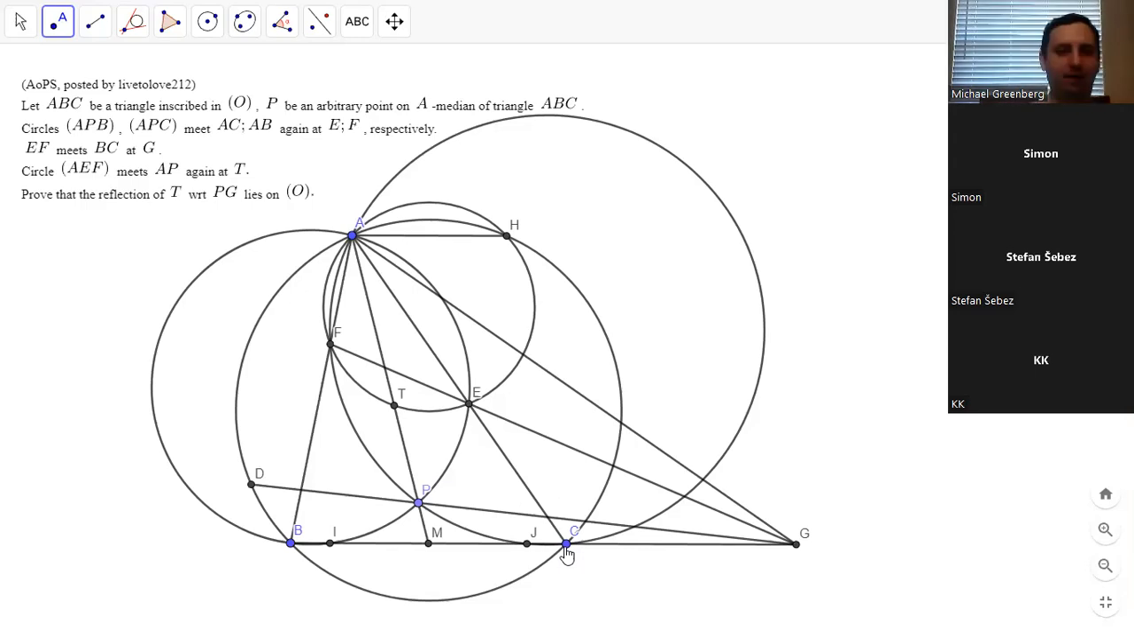That's pretty interesting. Also, I think maybe an angle chase would be enough to show that GH and GT are tangents. Oh, really? I think, yeah.